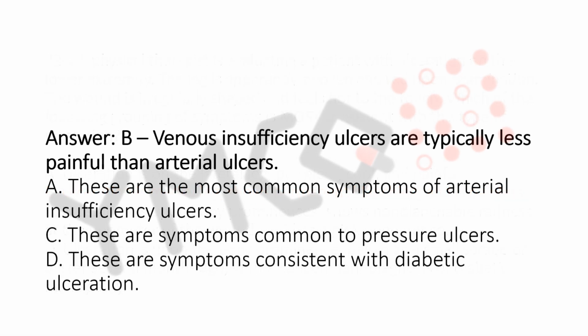Explanation for this question is: Option B explains venous insufficiency ulcers are typically less painful than arterial ulcers. While Option A, these are the most common symptoms of arterial insufficiency ulcers. Option C, these are symptoms common to pressure ulcers. And option D, these are symptoms consistent with diabetic ulceration.